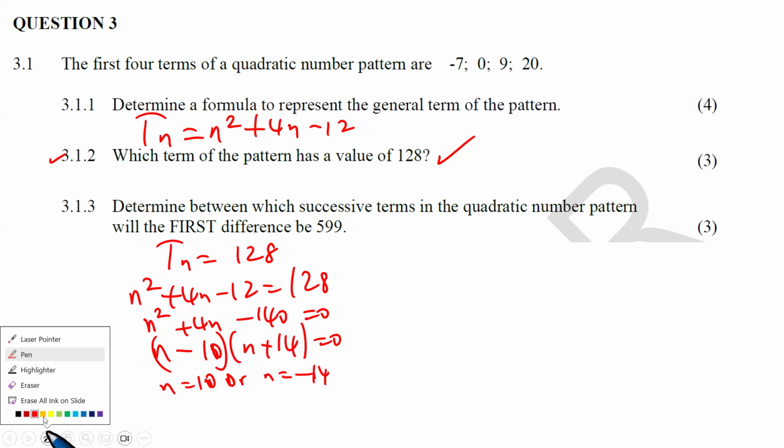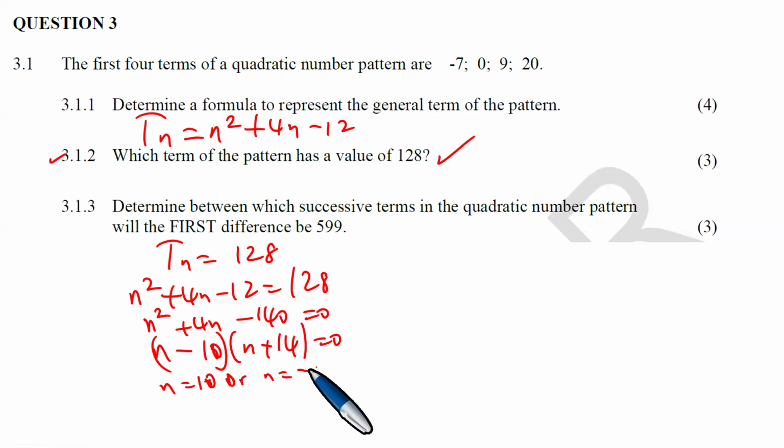But at this point, you see n is minus 14, but these are the number of terms. So the number of terms cannot be negative. You can't count the people in a classroom and say there are negative 14 learners in the class. There can only be a positive number of people or items, unless it is a profit calculation, where a negative profit is a loss. So which term of the pattern has a value of 128? The term is the 10th term.